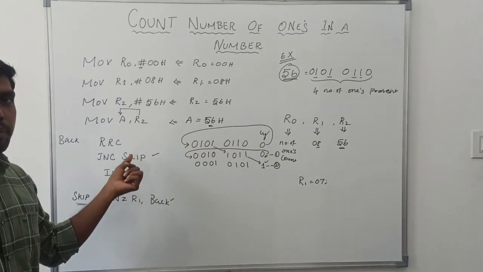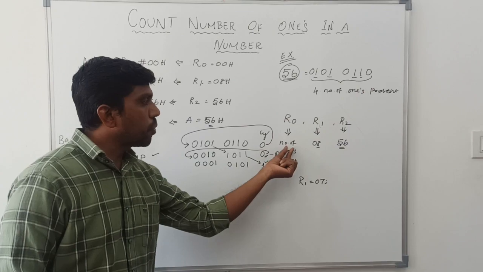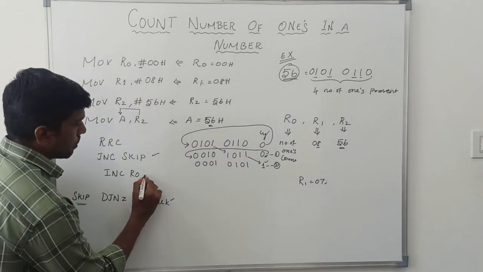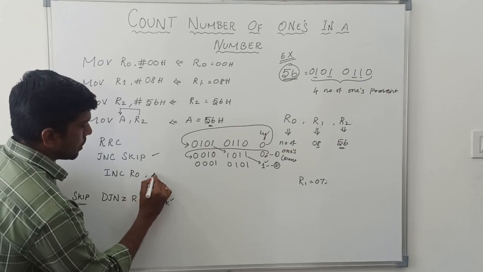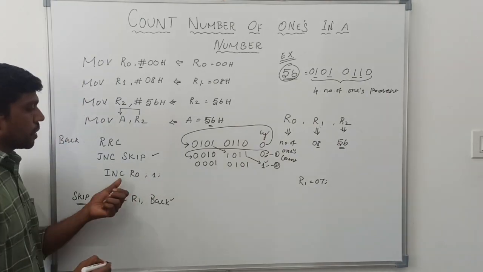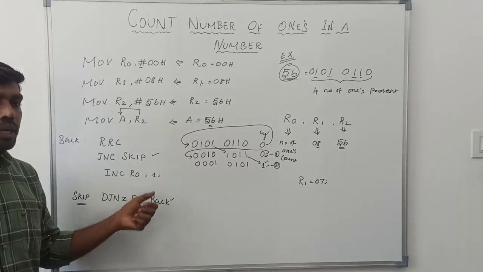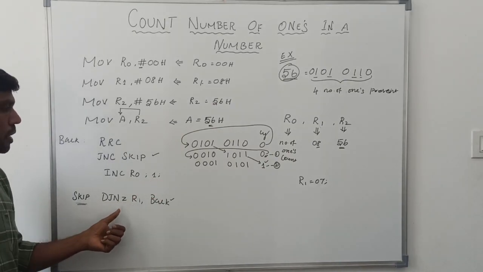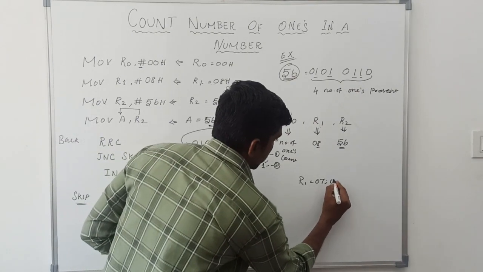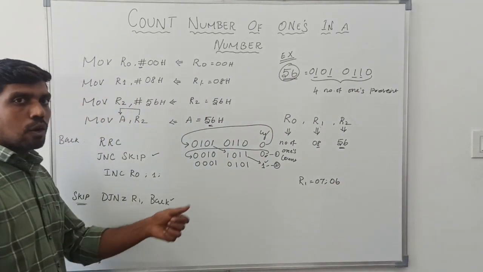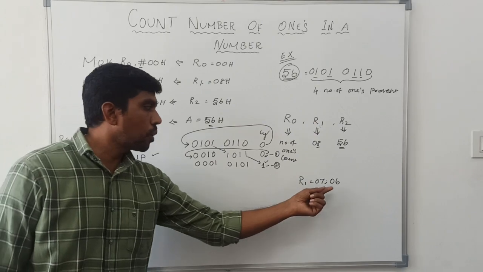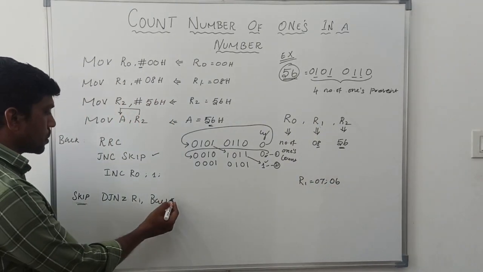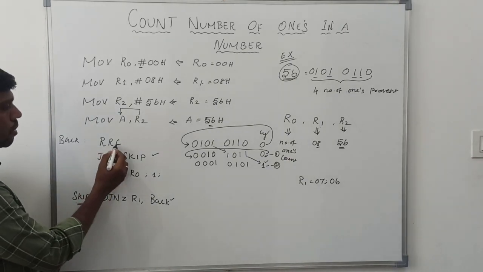So R0 stores the number of ones present in a given number. So now the R0 value is 1 after increment. Then the next instruction is DJNZ R1. So decrement the R1 value. After decrement, the R1 value goes to 6. Now R1 is a non-zero value, so the condition is true. It goes back to RRC.